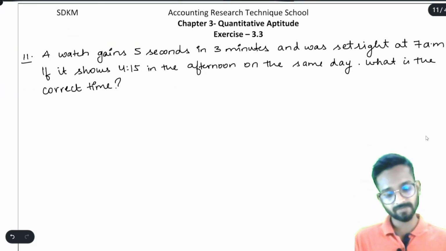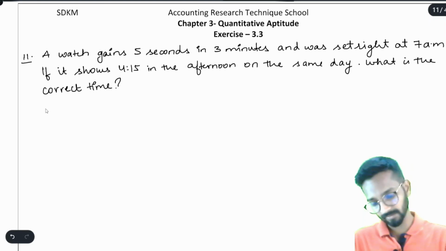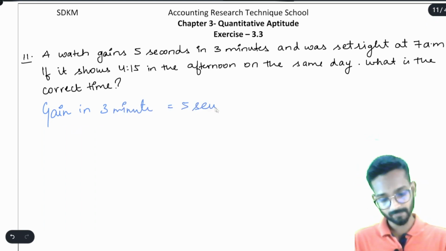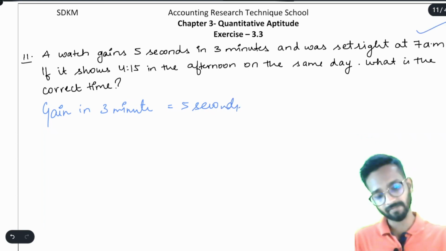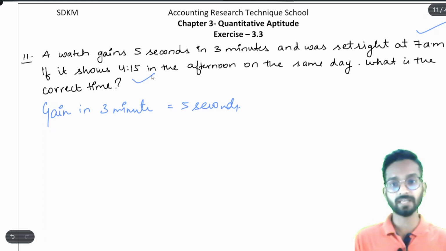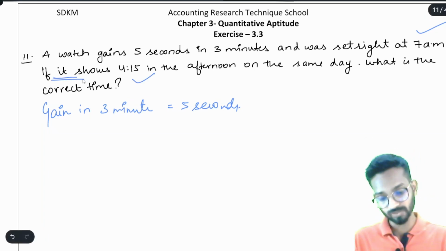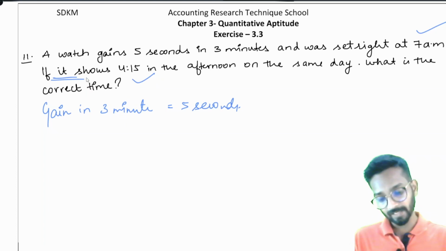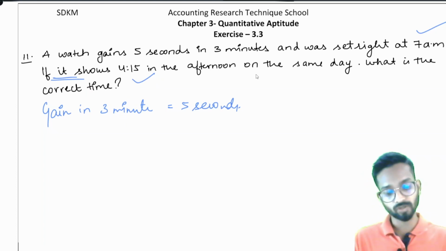A watch gains 5 seconds in 3 minutes. Okay, so I will write here: gain in 3 minutes is 5 seconds, and it was set right at 7 am. Okay, if it shows 4:15 in the afternoon, now be very careful. They are saying if it shows 4:15 in the afternoon, it means the wrong time is given in the question. We have to find the right time. If it shows 4:15 in the afternoon on the same day, what is the correct time?